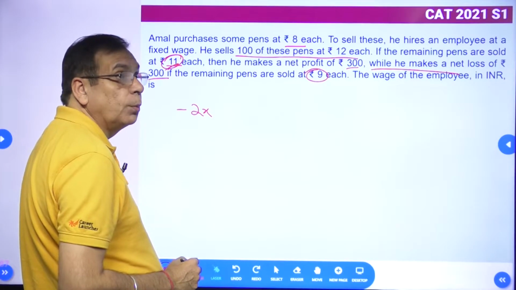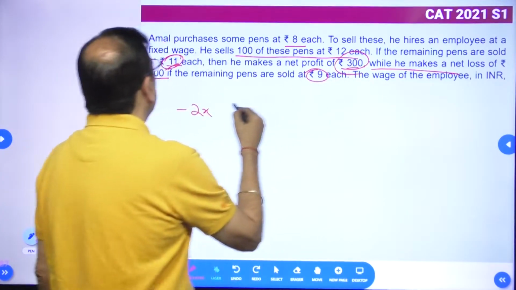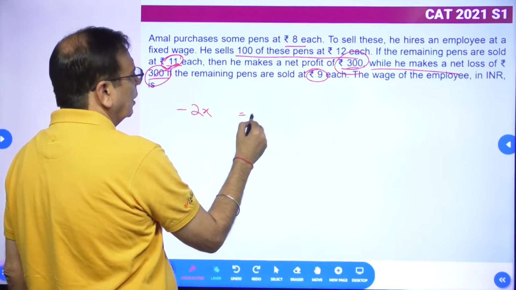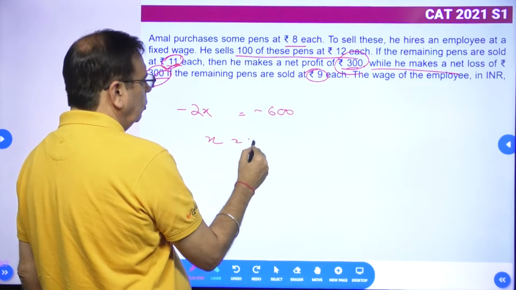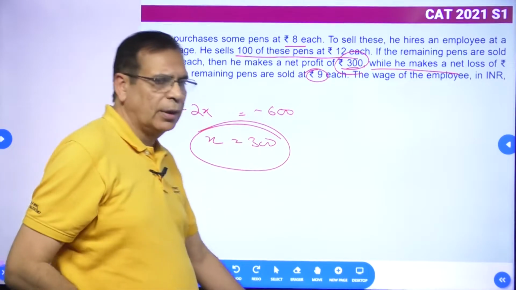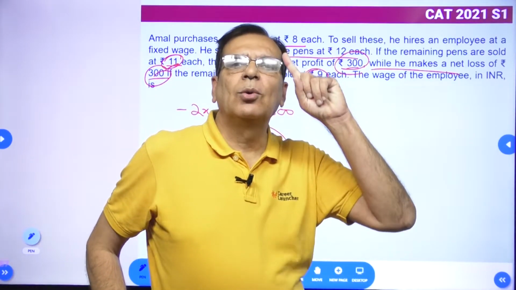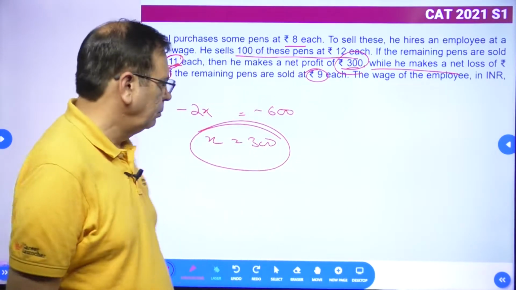He's losing 2X rupees. And what does it mean? From plus 300, he becomes minus 300. So this is equal to minus 600. So X is equal to 300. Obviously, after that, you'll have to do the same part again. But all I'm saying is, you could have saved the time of writing the equations and then coming to the answer.